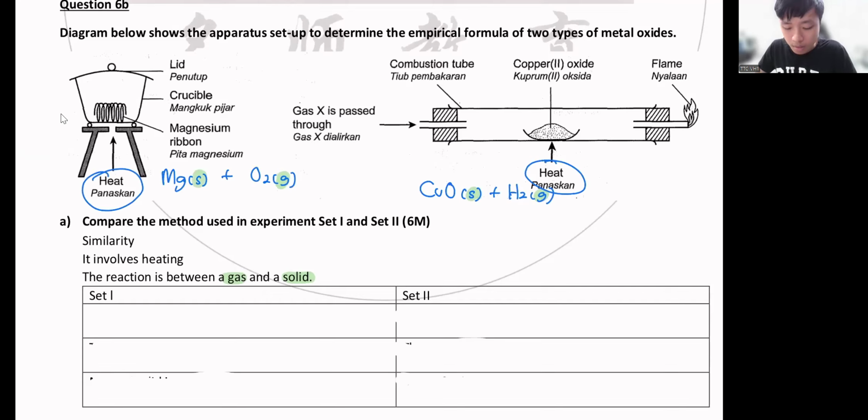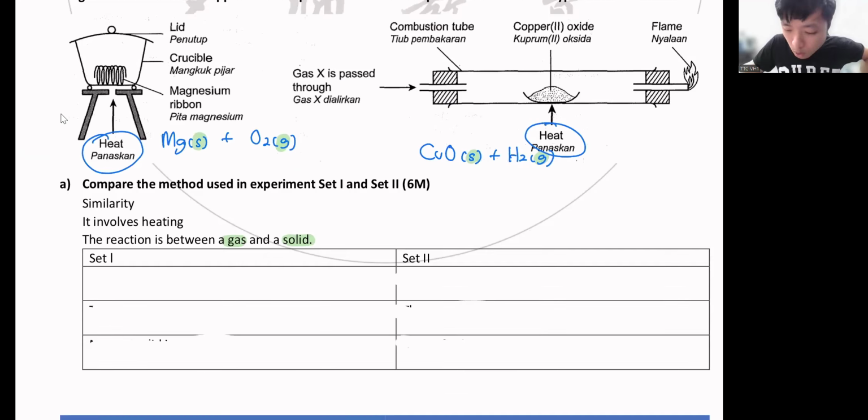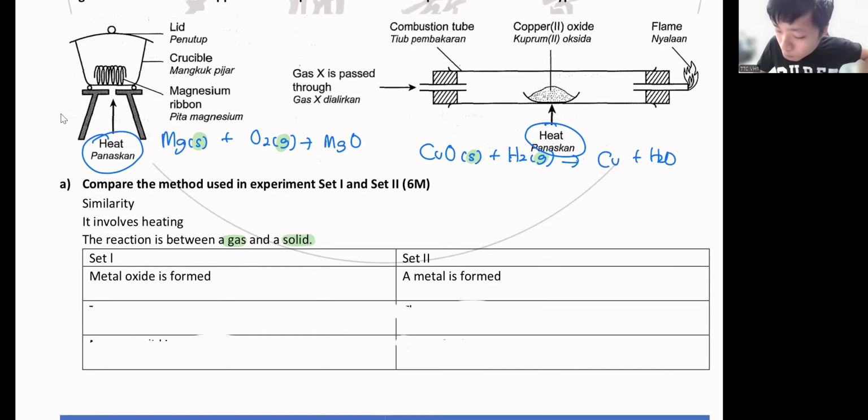Okay. Then the difference. For set 1, what do you form? Set 1, you form MgO, right? Magnesium is a metal, can be magnesium, can be zinc. So metal oxide is formed, like MgO. This one won't form oxide, this one forms metal only. The metal is formed, copper metal. This one is magnesium oxide. Different.